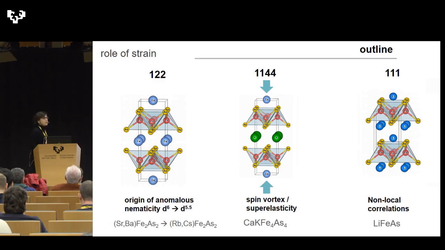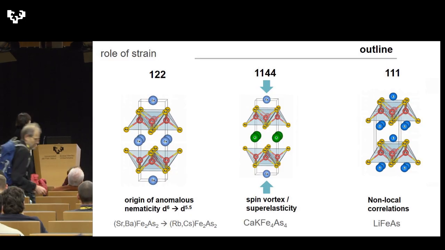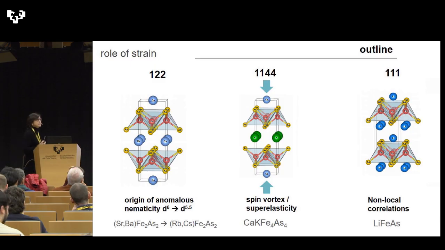So the three observations I want to discuss, the first one was done last year, where a new type of nematicity was observed in these materials. In fact, in the so-called extreme hole-doped iron-based superconductors, where the cation in between these iron-arsenic layers are the alkaline rubidium, cesium, or potassium.